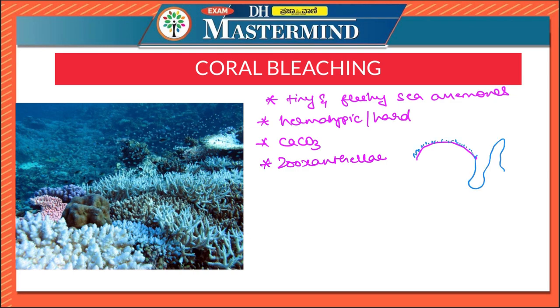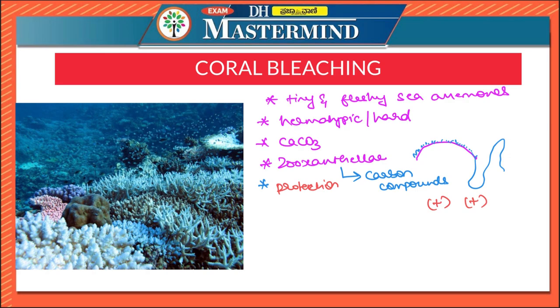These zooxanthellae have photosynthetic abilities. Since they have photosynthetic abilities, they feed the coral polyps, which give them space to reside, with carbon compounds. So, zooxanthellae give carbon compounds to the coral polyps, and these carbon compounds give energy to the coral polyps. In return, the coral polyps provide protection to zooxanthellae. So this is a symbiotic relationship wherein both the species get benefits by interacting with each other. This sort of relationship is called a symbiotic relationship.